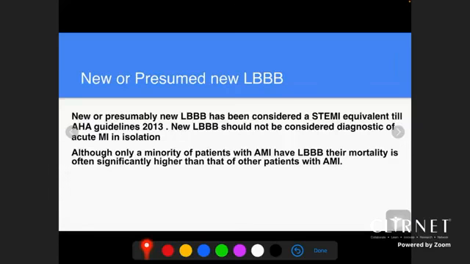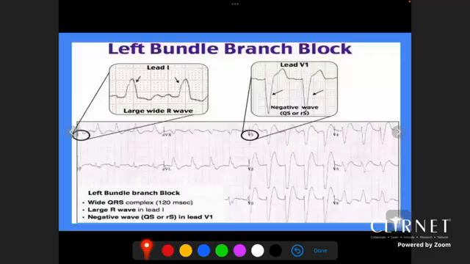Now we'll go to new or presumed new left bundle branch block. New or presumably new left bundle branch block was considered a STEMI equivalent until the AHA guidelines of 2013. New left bundle branch block should not be considered diagnostic of acute MI in isolation. Although only a minority of patients with acute MI have left bundle branch block, their mortality is often significantly higher than that of other patients with acute myocardial infarction.